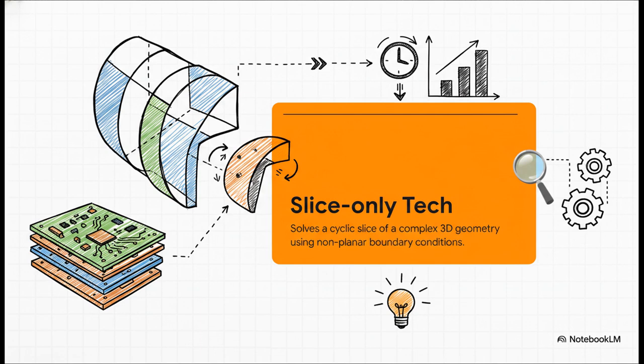Historically, simulating a whole board could take days, right? But now, by using non-planar boundary conditions, the software only has to solve one small cyclic slice of a massive 3D geometry. It then replicates the results perfectly. This dramatically speeds up rendering times and actually increases accuracy because you eliminate math errors on matching boundaries. It's a total game changer for rapid prototyping.